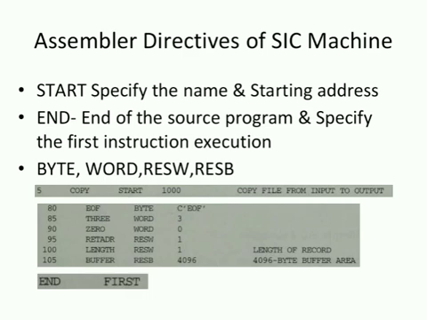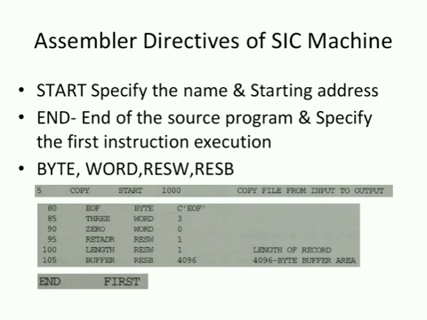END indicates the end of the source program and specifies the first executable instruction in the program. So it also specifies the first instruction to be executed in the whole program. That is, the first line, COPY START 1000, has to be executed first. So it also specifies that. And one more directive is BYTE.